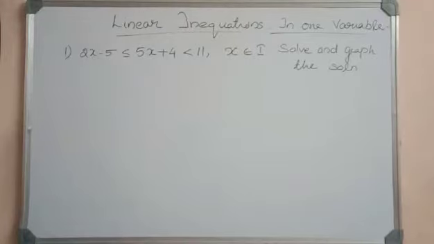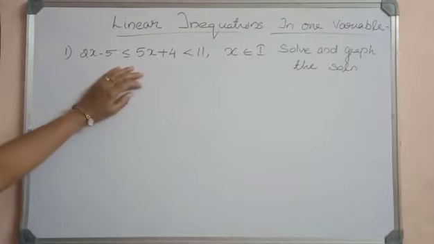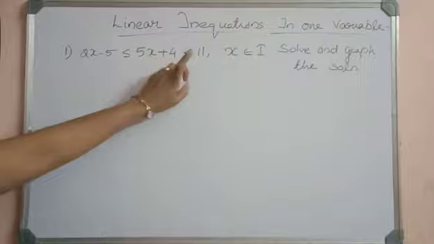Hi everyone, welcome back. In today's class, let's solve a few of the board exam questions from the chapter Linear Inequations. Let's consider the first question. 2x minus 5 less than or equal to 5x plus 4 less than 11.